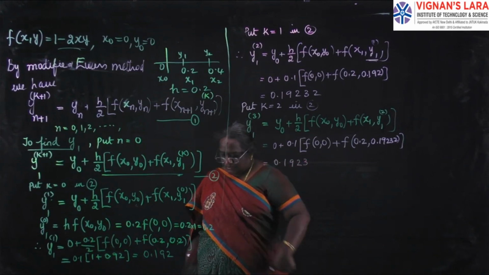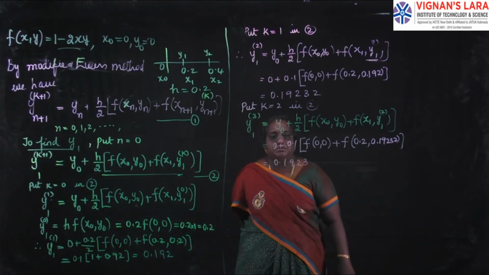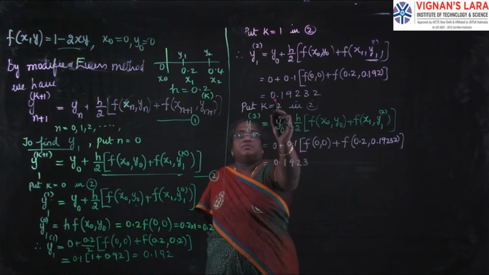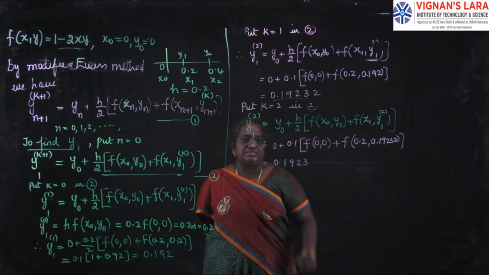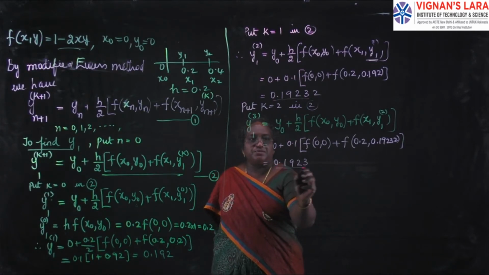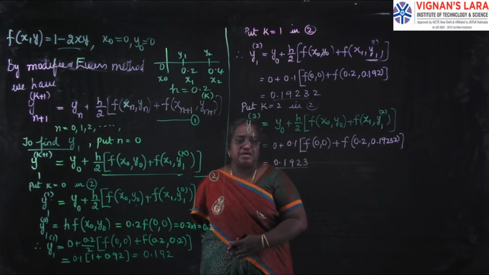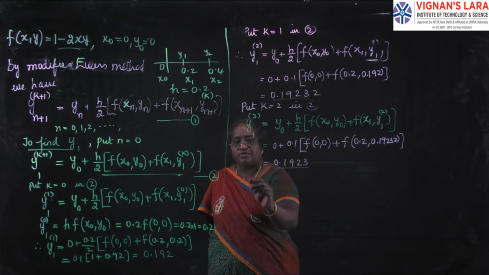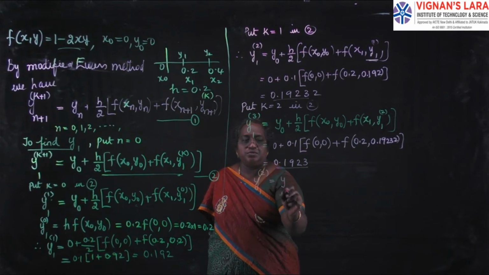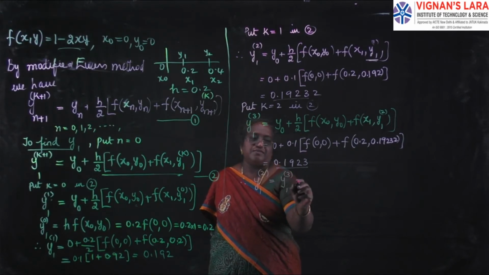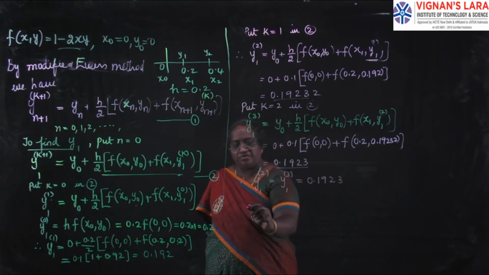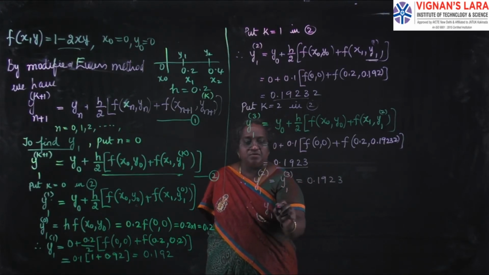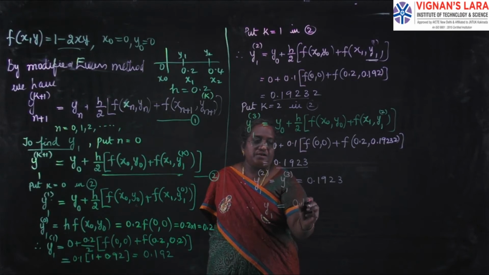0.1923 is the answer. So now you observe in the above second approximation after decimal 4 digits are same. Here in the third approximation after decimal 4 digits are same. Therefore, second approximation of y1 is equal to third approximation of y1 which is equal to 0.1923. Therefore, what is our y1? y1 is equal to 0.1923.